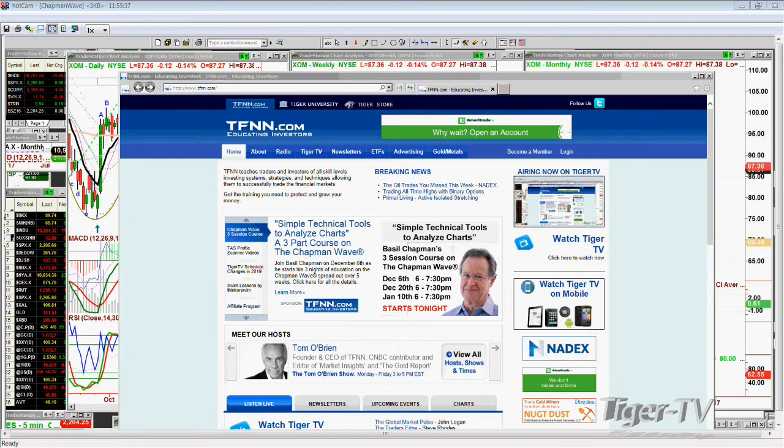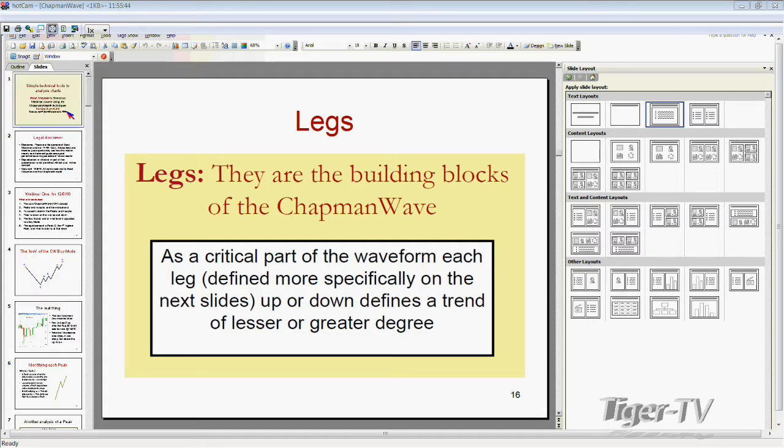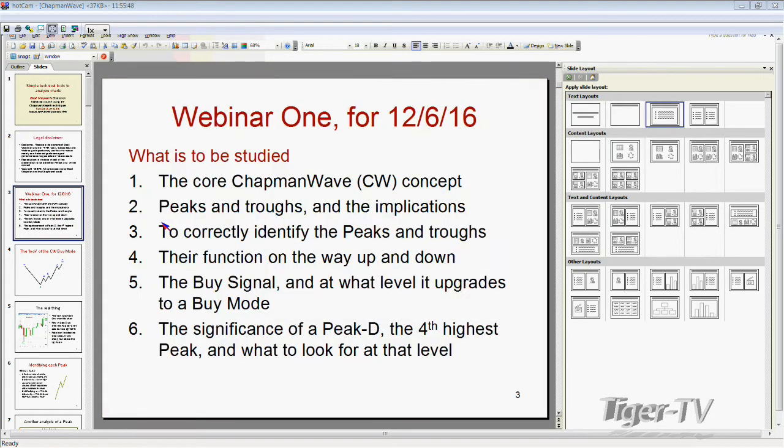I'll show you right now. I'm going to go through the legs. This is what we're going to be discussing: the simple technical tools to analyze charts. Most importantly, webinar 1, the core Chapman Wave concept. I'm going to show you how to identify the peaks, and how not to be careless. You've got to be very careful. That's your only obligation. How you go from an A to a B to a C to a D, what you can expect, the peaks and the troughs and the implications, to correctly identify the peaks and the troughs, their function on the way up and down.